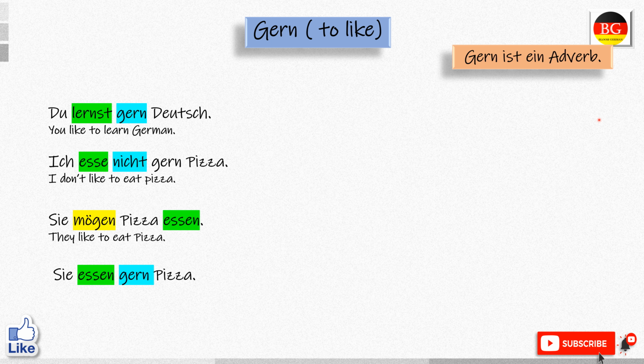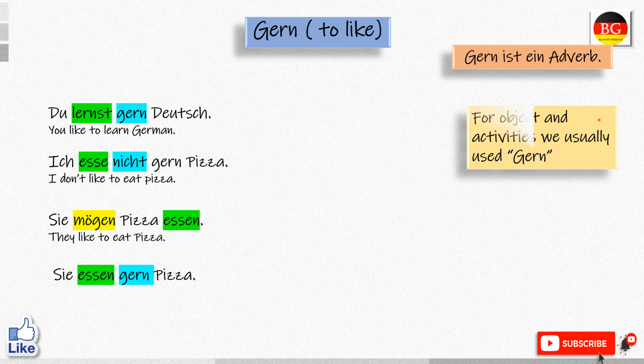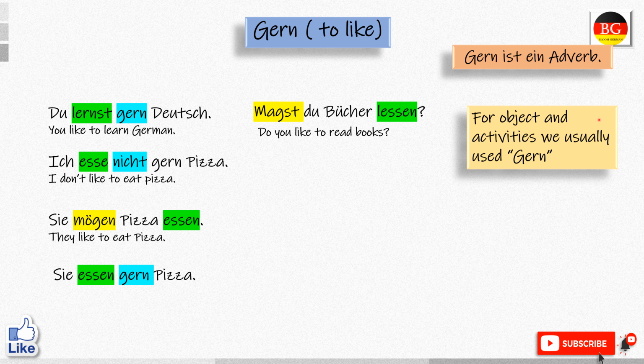Sie mögen Pizza essen. This is very complicated, and we have used a modal verb also in conjugated form and the main verb comes at the end of a sentence. So instead of using the modal verb and the main verb, we can use gern. So the sentence becomes simple. Sie essen gern Pizza. This is a simple and most commonly used statement and it feels good to our ear. Okay, now for objects and activities, we usually use gern. Magst du Bücher lesen? Do you like to read books?